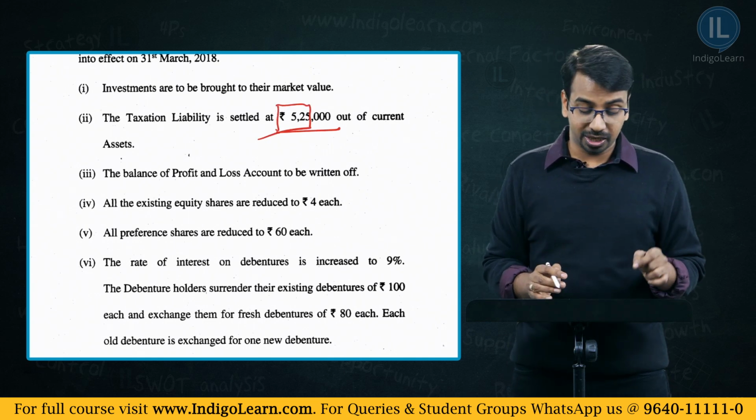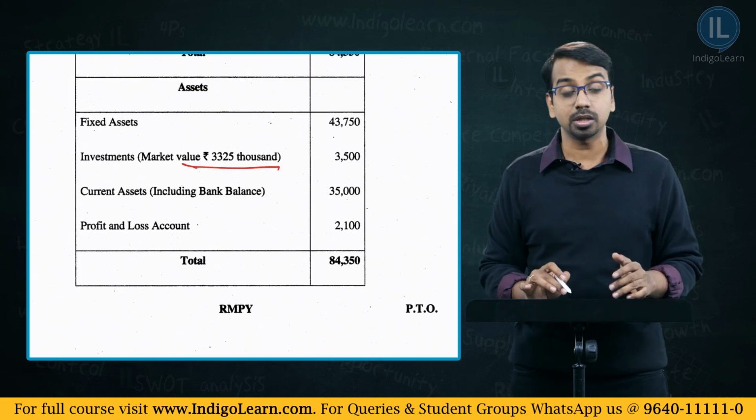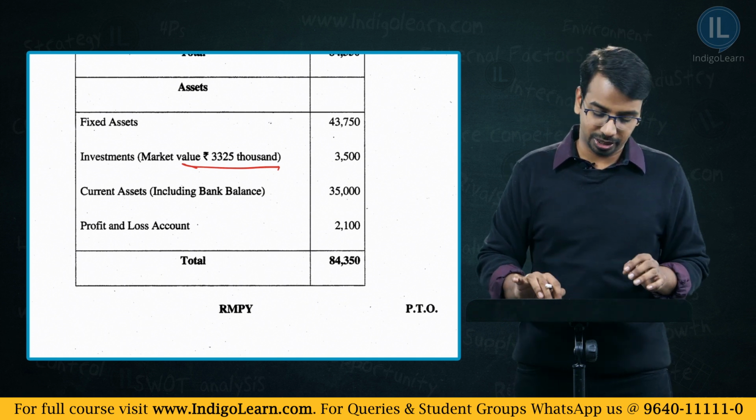So the first adjustment, investments are to be brought to their market value. The market value is given in the question at 3,325,000. You just need to bring them to the market value and debit it to your capital reduction account.